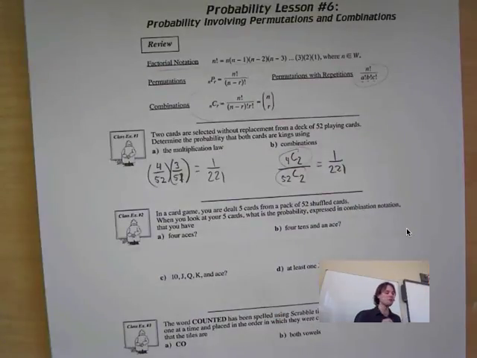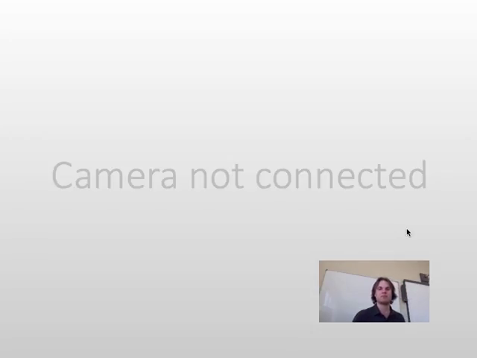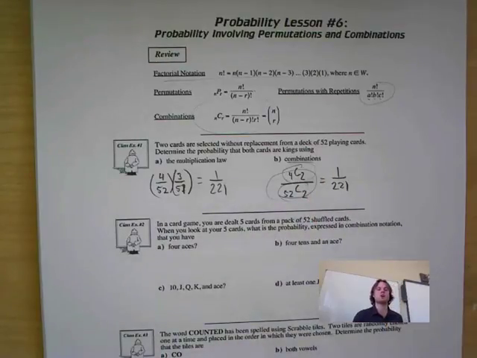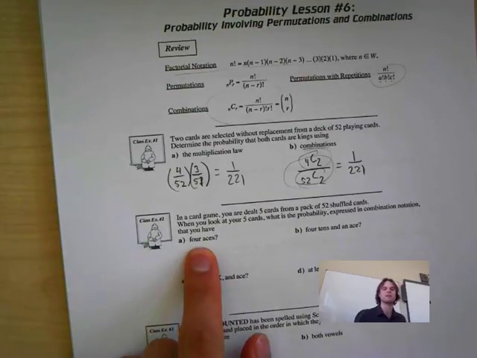Now, let's look at example number 2. In a card game, you're dealt 5 cards from a pack of 52 shuffled cards. When you look at your cards, what is the probability, expressed in combination form? So we're looking at it in this form here, with combinations. In example 2, we're getting 5 cards, and it's combinations. So what is the probability of 4 aces?